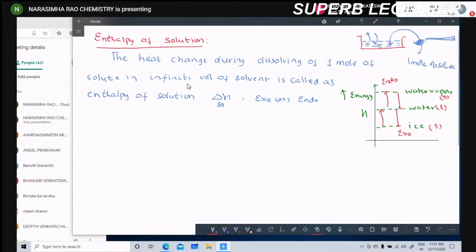Integral enthalpy of solution means taking a fixed volume. That is not included in our syllabus, that's why I am not discussing it.